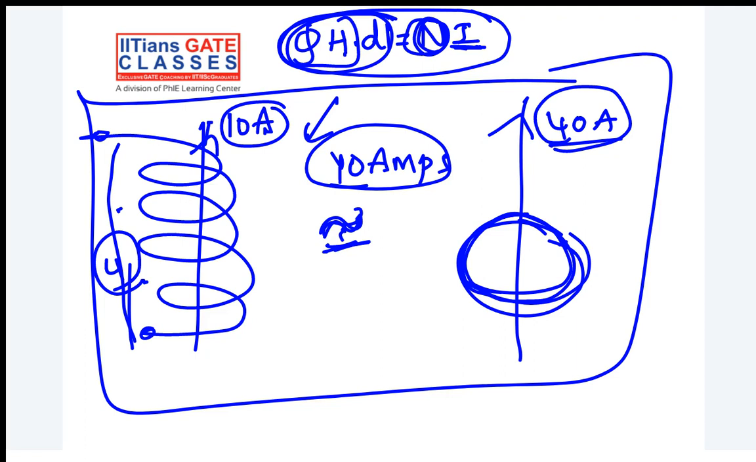Is this similar kind of logic used for the transformer as well? Exactly. In transformers, why are you making so many windings, you tell me? Because when you have any transformer, your inductance value has to be higher, right?